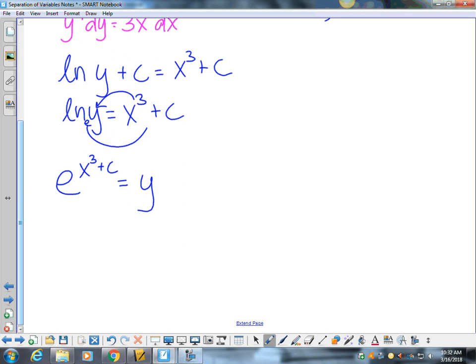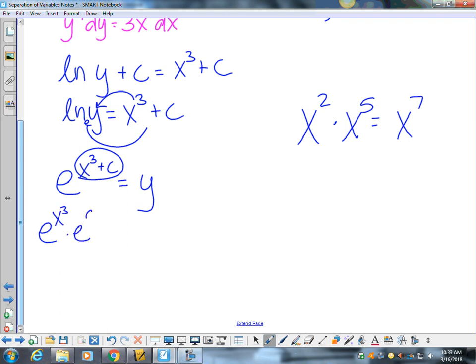Multiplying. Like if we were back in math 1 and I gave you x squared times x to the 5th, you would get what? X to the 7th. You're doing 2 plus 5, right? Now use that rule backwards. This has been added. This is your 7 right here. So that could be broken down to e to the x cubed times e to the c. There you go.